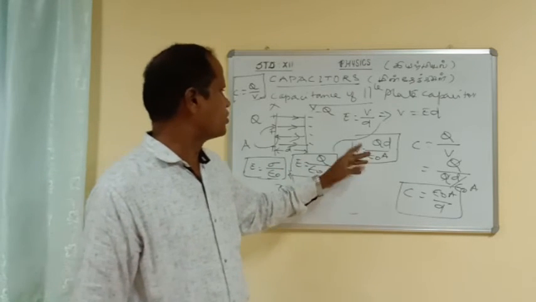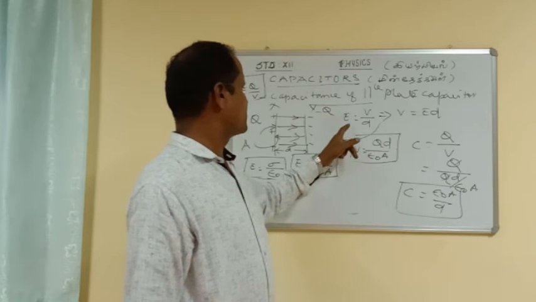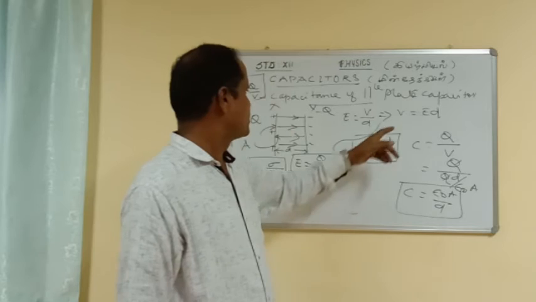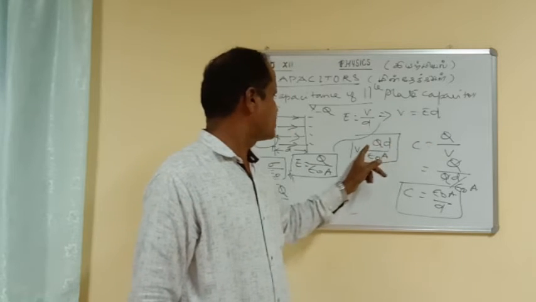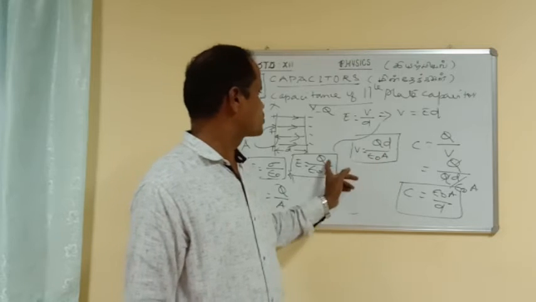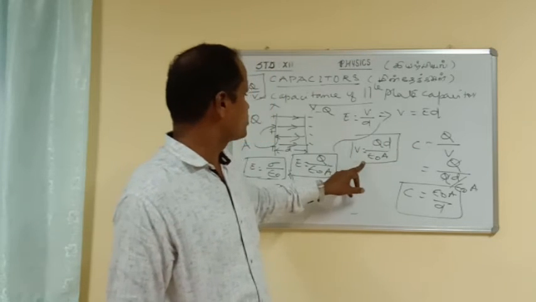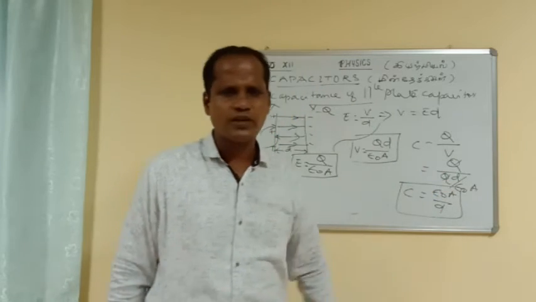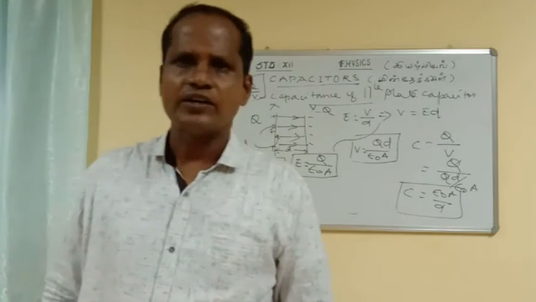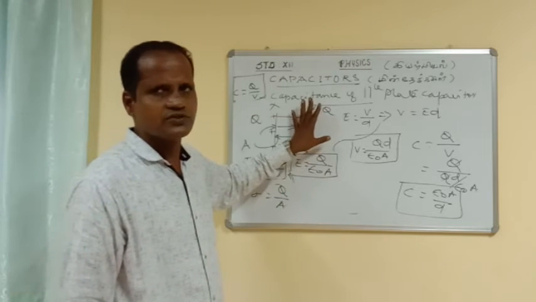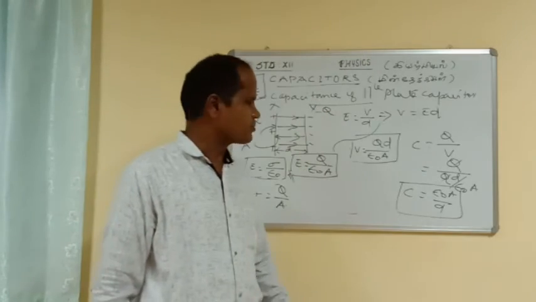Next, we know this formula. E is equal to what? V by D. From this one, V is equal to E into D. So from this one, substitute the E value. E value is equal to what? This one. Substitute here. So V is known, Q is known. Substitute all these values, you can get this one. Okay. So we can get the capacitance of a parallel plate capacitor equation like this. So this is an important 5 mark question.